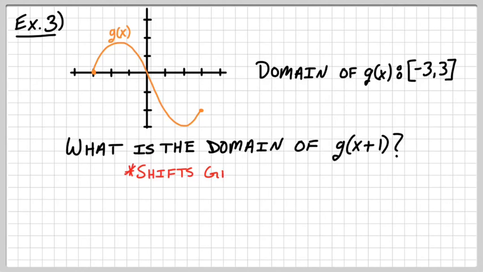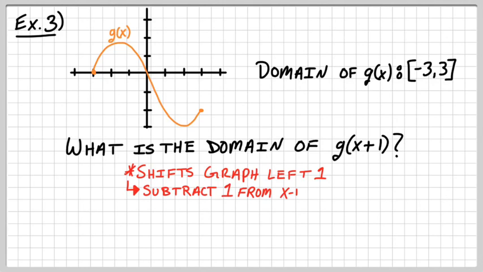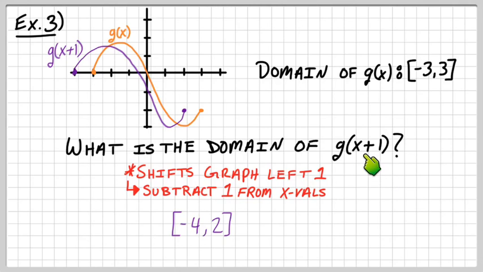So we know that the x plus 1 shifts the graph left 1. So it takes this graph and moves it left 1 unit. So what would the new domain be? Well, essentially we're just subtracting 1 from the x values. So if I graph this in purple here, this would be my g of x plus 1. I just took the same graph and shifted it left 1 unit. And now you can just observe what the domain would be. It looks like now it's extending out to -4 and goes to 2 on the x-axis. So -4 to 2 would be the domain for the new graph, g of x plus 1.